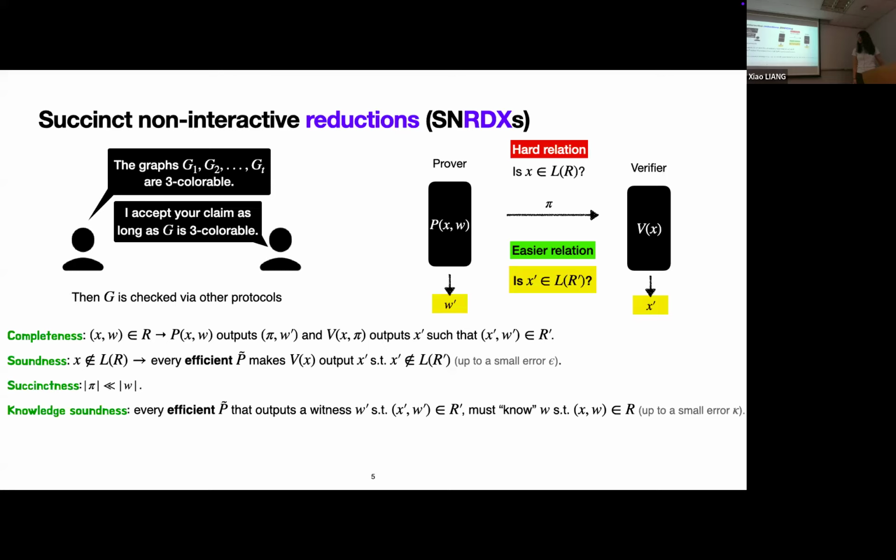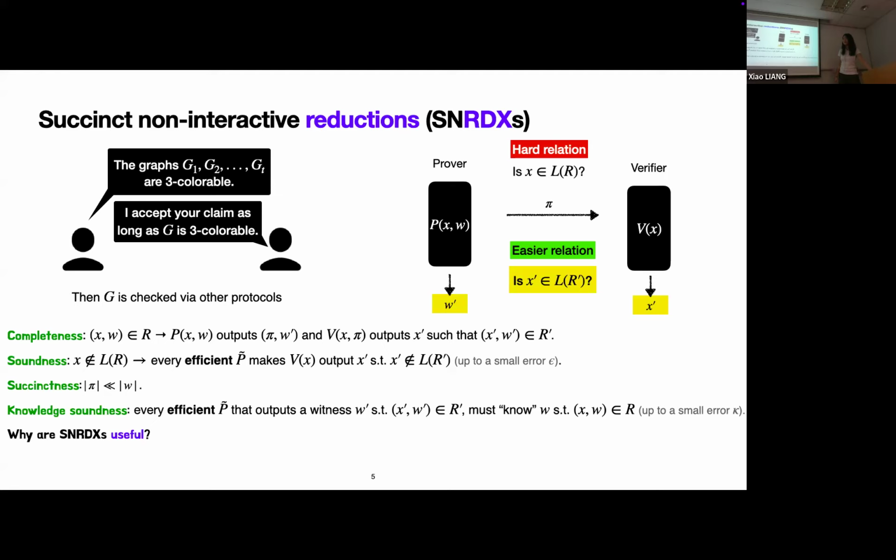And succinctness is the same. And finally, we also have knowledge soundness. So every efficient prover that outputs a witness W prime for a yes instance must also know a witness for the old instance. It must know a witness for the harder relation. So is the definition clear? You don't need the verifier to know if X prime is true or false. This is something like hidden from the verifier.